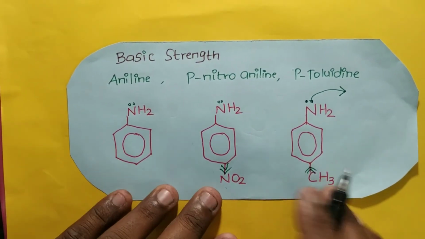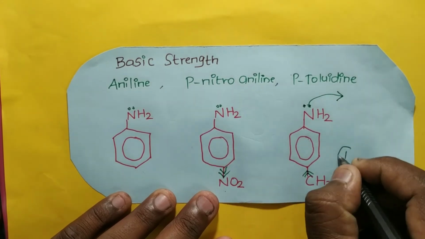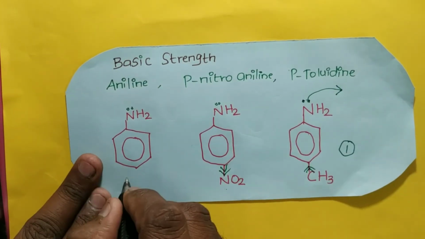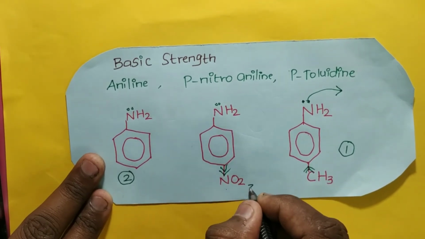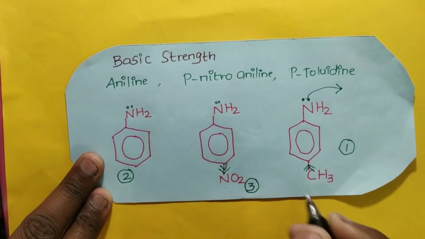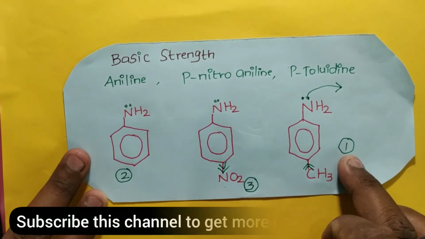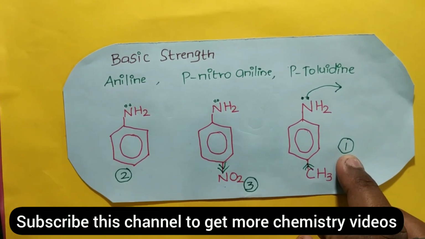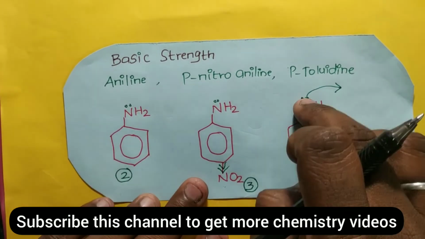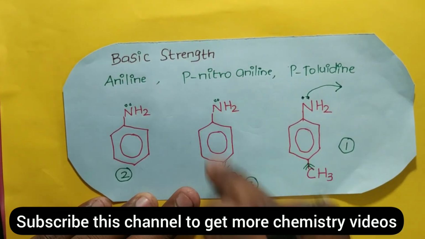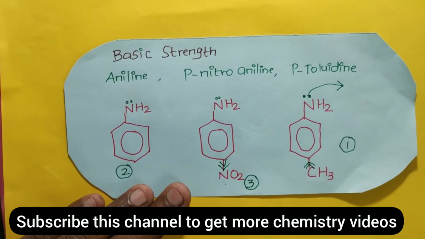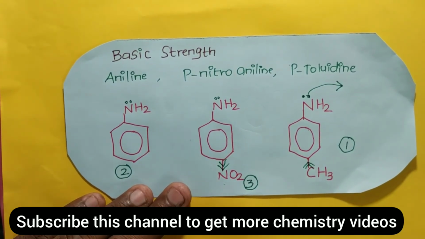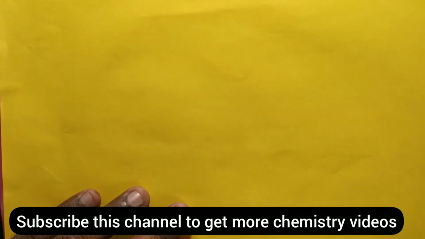Okay, you just look at this: this is position number 1, where there is no withdrawing group, this is position number 2, and here one withdrawing group is there, that is position number 3. Are you able to understand? This is the highly basic para-toluidine. You just look at CH3 and NH2 in the para position. Here para-nitroaniline, NH2 and NO2 are there, and here aniline is there. Are you able to understand? It's a very important one.